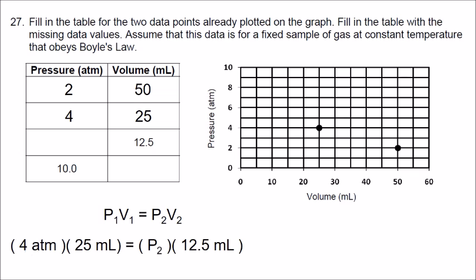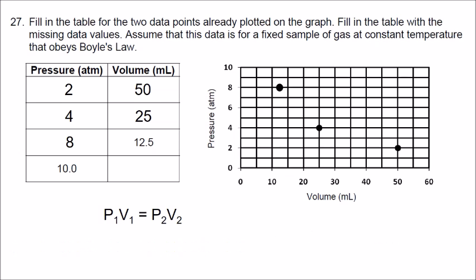Now we have to calculate the pressure in that next row of the data table, since 4 times 25 is 100, and that equals the new pressure times 12.5 milliliters. The new pressure is 100 divided by 12.5. That gives us a pressure of 8 atmospheres, and we could plot that on the graph, at a pressure of 8 and a volume of 12.5. So we're starting to see that curve showing the inverse relationship between pressure and volume.